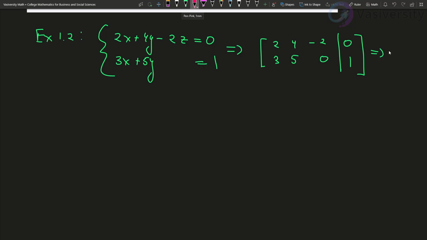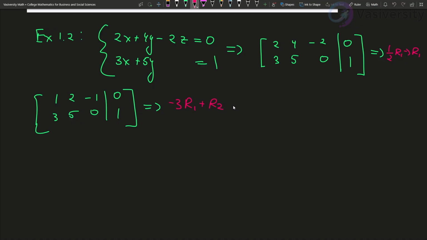Let's go ahead and multiply row 1 by 1/2 and change row 1. So we're going to have 1, 2, -1, 3, 5, 0, 0, 1, right? So that was pretty easy. Now, the next step, let's multiply row 1 by -3 plus row 2, and then change row 2. So we're going to end up with the first row 1, 2, -1. The second row will become 0, -1, 3, 1.